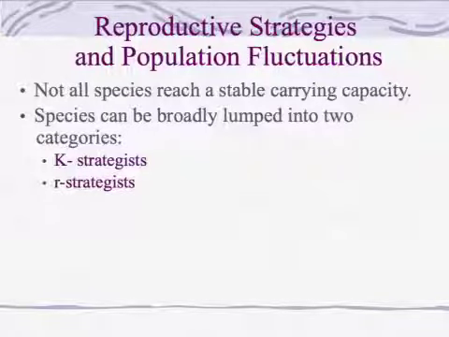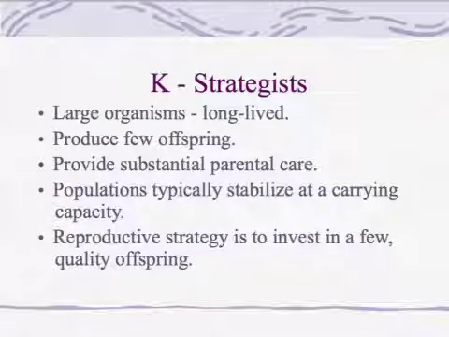Alright, welcome back to AP Environmental Science, Chapter 7, Part 2. We're going to start off with reproductive strategies and population fluctuations. The two types of ways that we can broadly lump organisms into for how they reproduce are K strategists and R strategists. K strategists are large organisms that live a very long time.